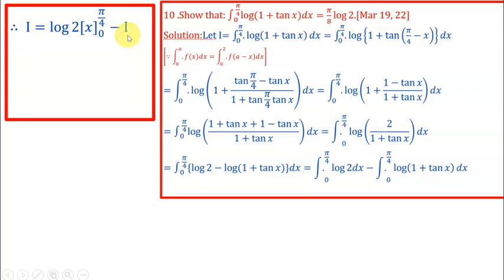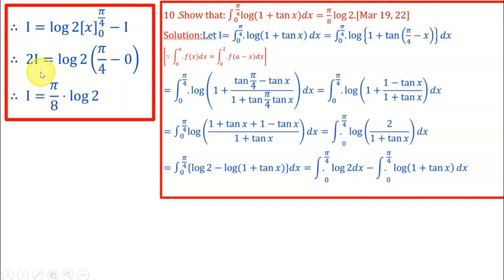Now take this minus I to the left hand side. It will become I plus I, 2I. 2I is equal to log of 2, upper limit pi by 4, lower limit 0. Therefore I is equal to log of 2 into pi by 8. If we take the 2 to the right hand side, it becomes pi upon 4 into 2, which means pi by 8. Therefore I is equal to pi by 8 into log of 2, and hence I have completed this question.